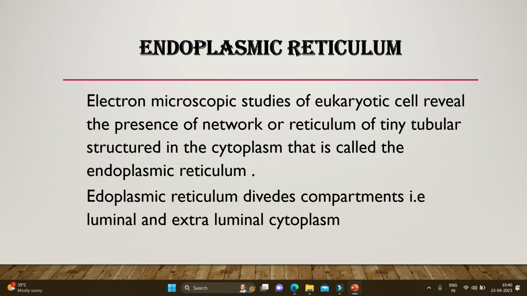Endoplasmic reticulum. Electron microscope studies of the eukaryotic cell reveal the presence of a network, a reticulum, of tiny tubular structures in the cytoplasm that is called the endoplasmic reticulum. The endoplasmic reticulum divides the cell into two compartments, luminal and extraluminal cytoplasm.